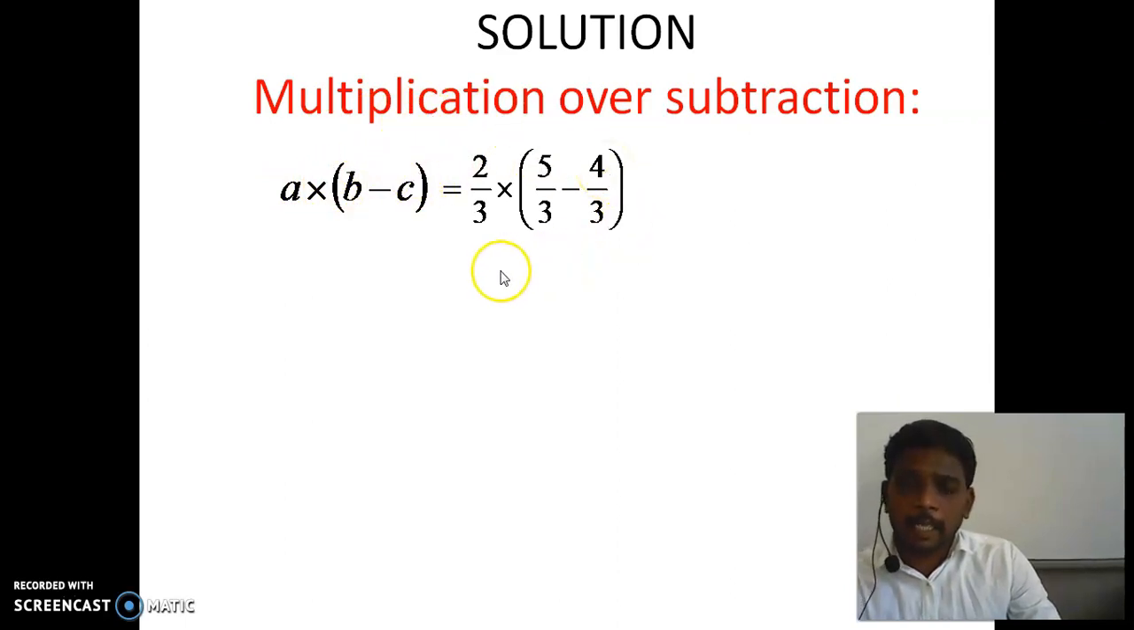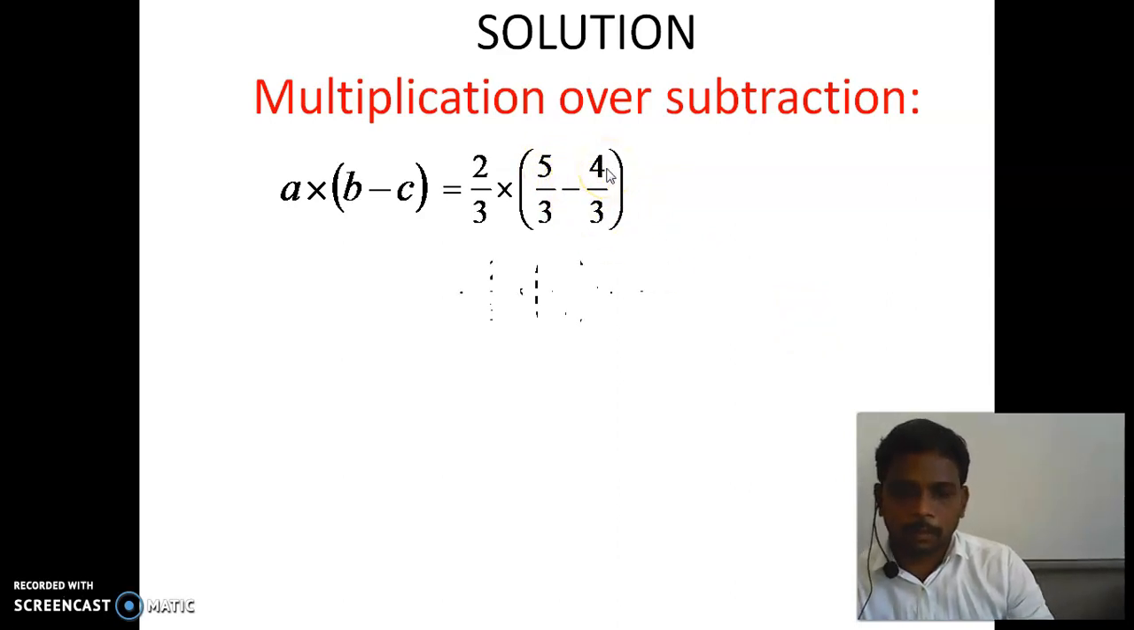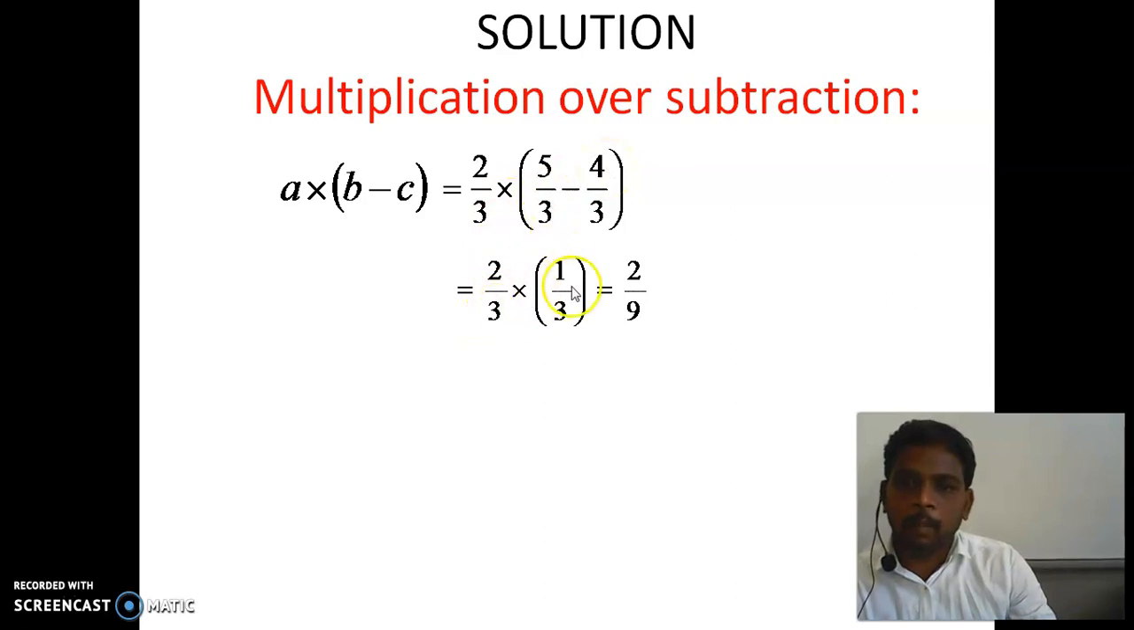In the next step, we are going to simplify the numbers inside the bracket, right? Here, look at the denominator, they are the same. Therefore, it is enough to subtract the numerators directly. If you subtract, what will come here? 5 minus 4, 1. So 2 by 3 into 1 by 3. After subtracting, we got two rational numbers with a multiplication symbol. Now we are going to multiply these two directly. 2 into 1, 2 and 3 3s are 9. So 2 by 9. That is the value of the left hand side of the second distributive property.